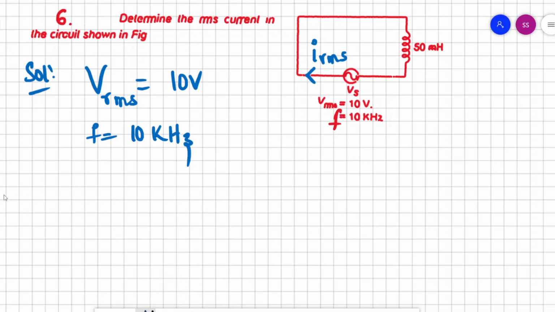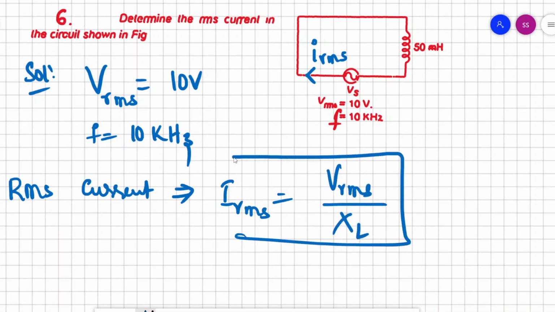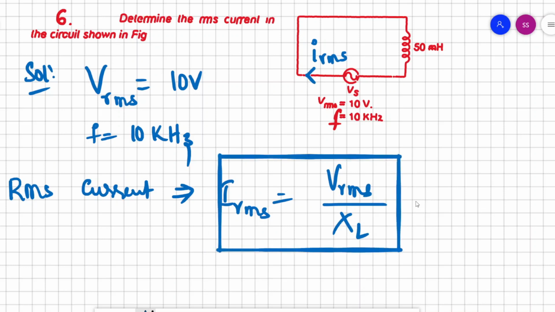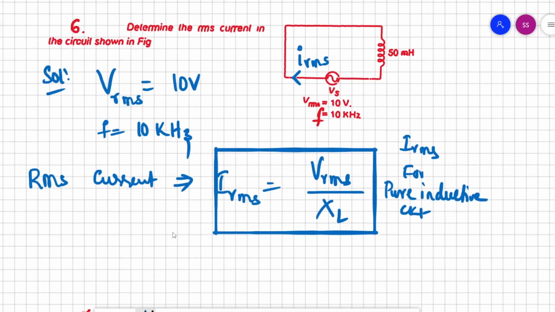How can we find RMS current? What is the expression for current? That is IRMS equal to VRMS by inductive reactance. This is the RMS value of current for a pure inductive circuit. So IRMS for a pure inductive circuit is VRMS by XL. Now let us proceed. We are going to find IRMS.